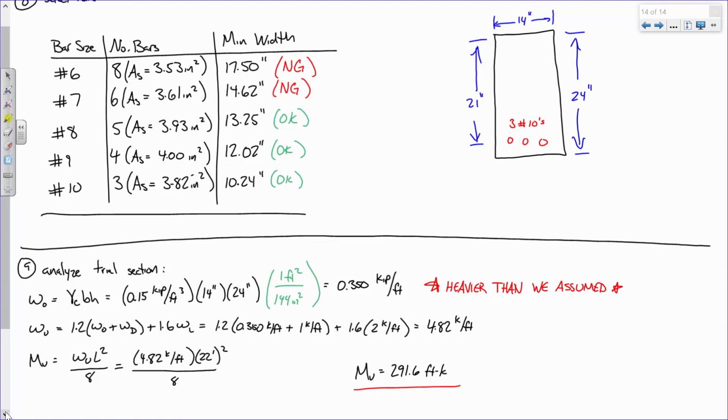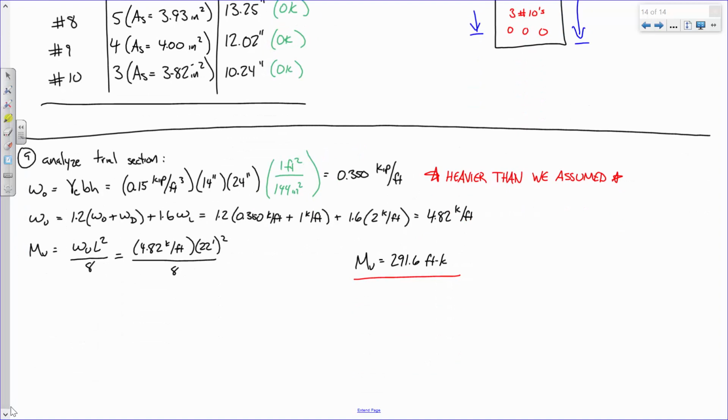Alright, so we need to compute the nominal moment capacity, that's the expression. Do I know all of those quantities right now? No. What do I not know? A. Okay, so how do I compute A? AS FY over 0.85 F prime C B.